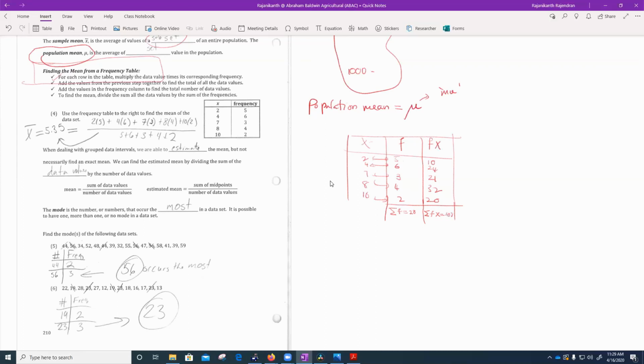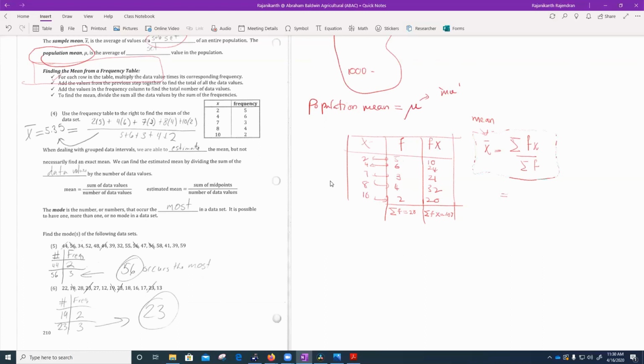Now, how do you find the mean? The mean x bar is simply your summation of fx answer divided by the summation of f. So this is the formula we use for the mean. If you want, you can copy this down. This is the formula we use for the mean.